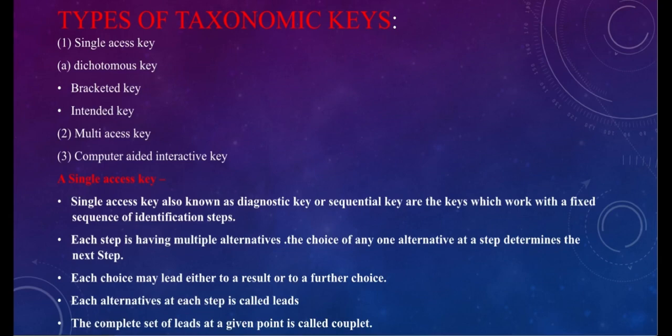Each step has multiple alternatives. The choice of any one alternative at a step determines the next step. Each step choice may lead either to a result or to a further choice. Each alternative at each step is called a lead. The complete set of leads at a given point is called a couplet.